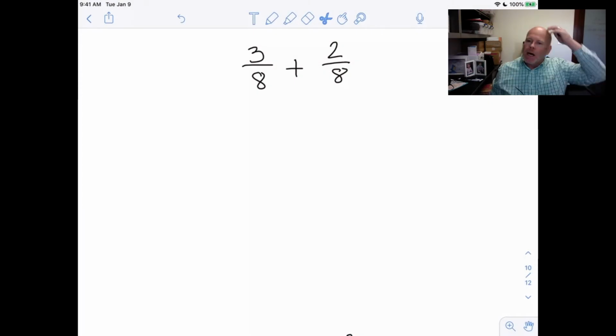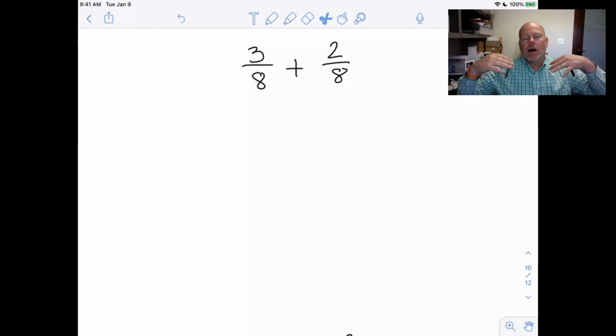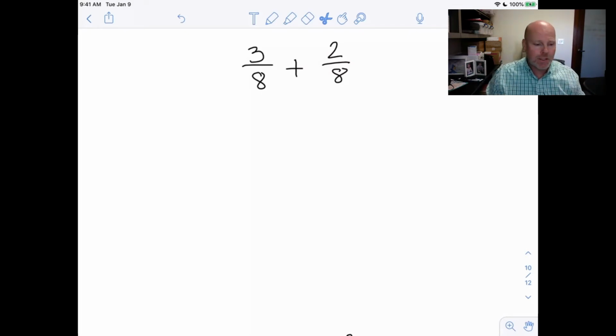All right, in this video, we are going to show how to add two fractions that already have common denominators. And the idea is we are going to learn that fractions can only be added together when they have common denominators. And just as a recap, what is a denominator?